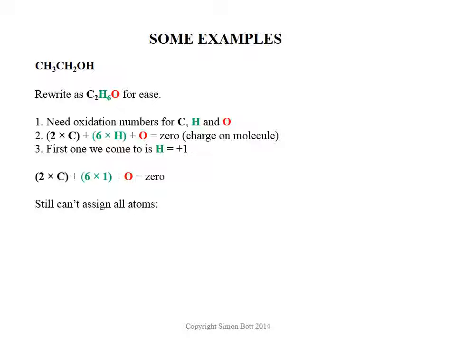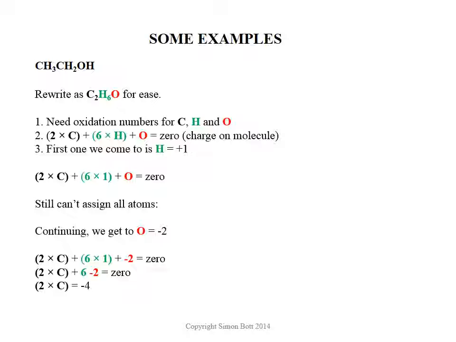After hydrogen we get oxygen. If you've still got any oxygen, then the oxidation number is -2. We'll pop that in. So 2 carbons plus 6 times 1 plus -2 is 0. I am making a meal of this. 2 carbons plus 6 minus 2 is 0. 2 carbons equals -4. Therefore, carbon in ethanol has an oxidation number, a fake charge, of -2.